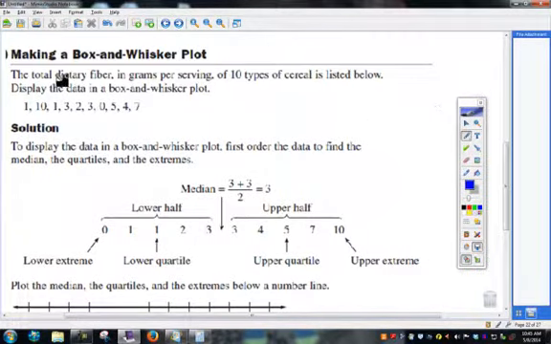Okay, you can see what they got here. They're showing the total dietary fiber in grams per serving of 10 types of cereal, listed below. So these are your 10 types of cereal. This one has 1 gram of fiber, this has 10 grams of fiber, 1 gram of fiber, and so on and so forth, okay? What we're going to do is make a box and whisker plot, or just simply a box plot, based on that information, and then be able to interpret what it is.